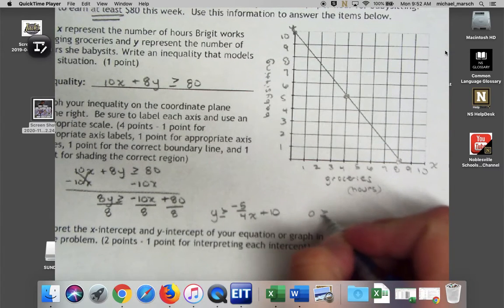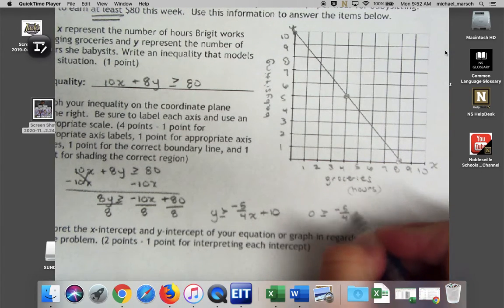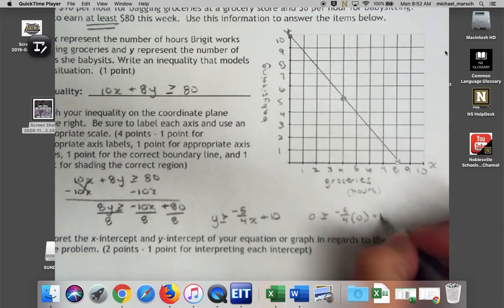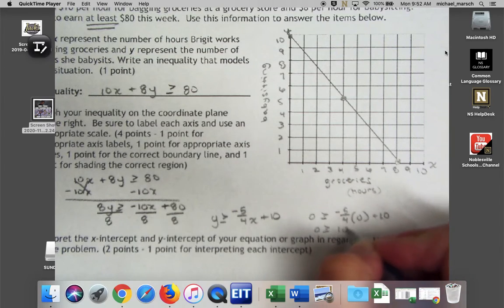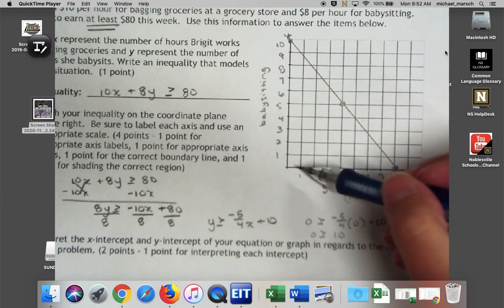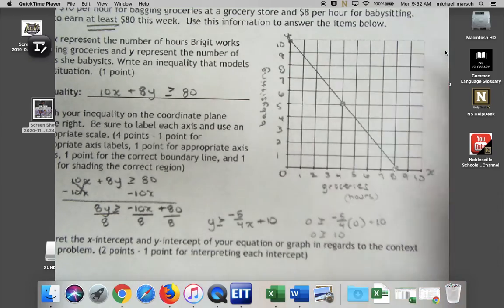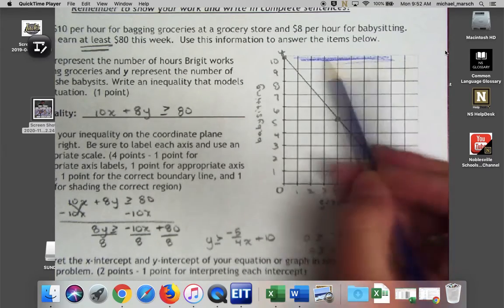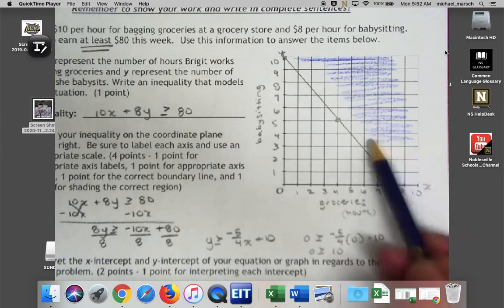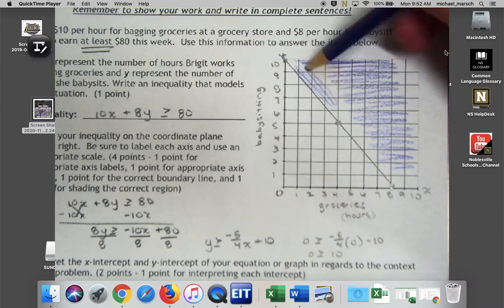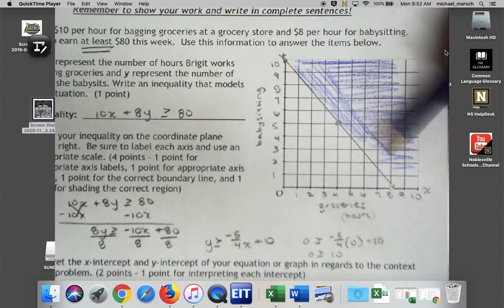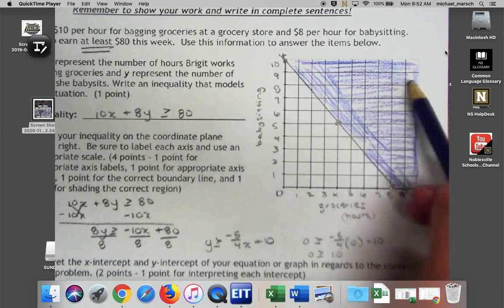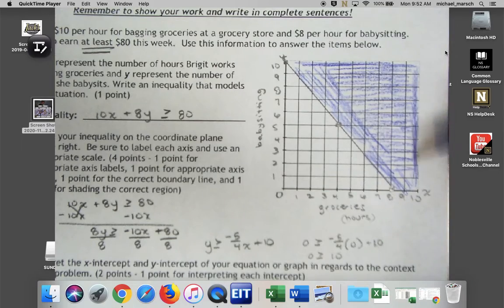Is 0 greater than or equal to negative 5 over 4 times 0 plus 10? Oops. Is 0 greater than or equal to 10? Nope. So that's how I know I'm not going to shade towards the 0. I'm going to shade away from it. So let me get my fancy color pencil here. And these are all the possible ways and combinations that Bridget can earn the $80. Right, so that means that if I take any ordered pair in here, that will give her $80.